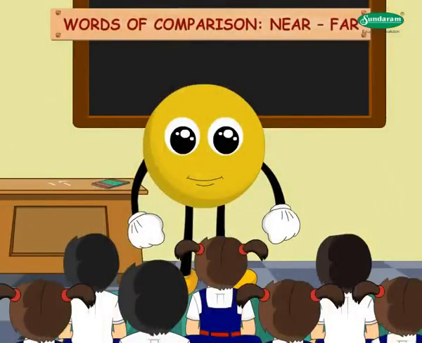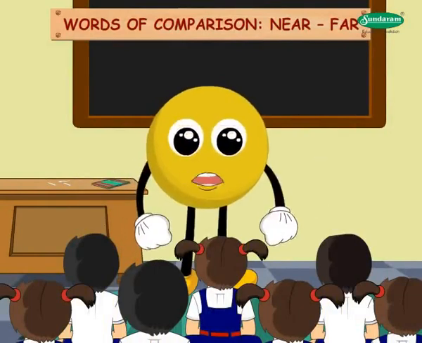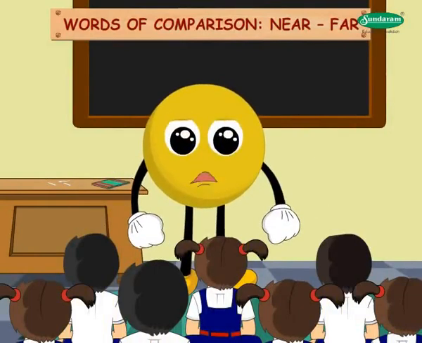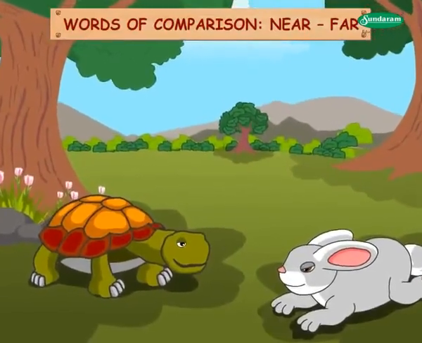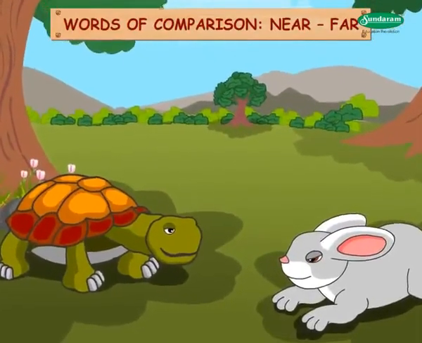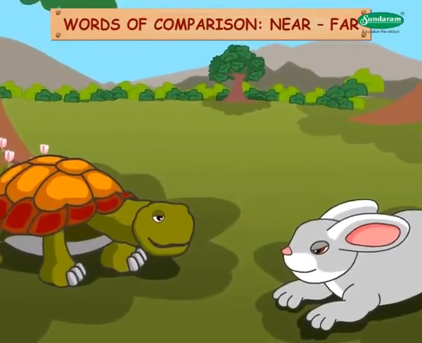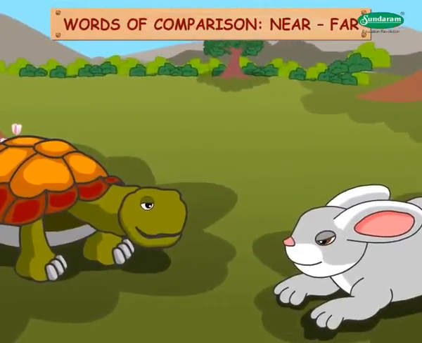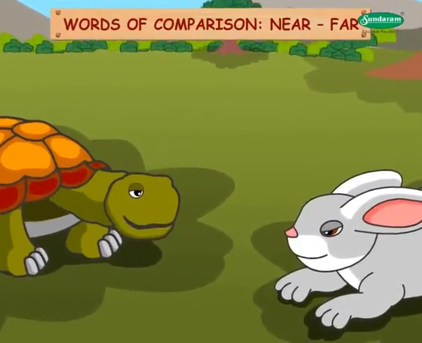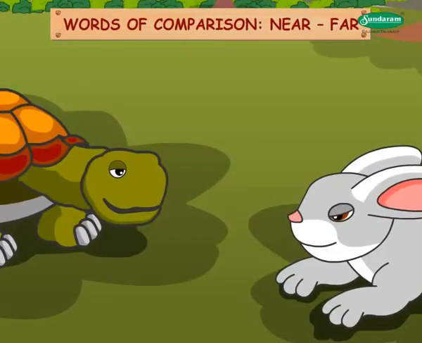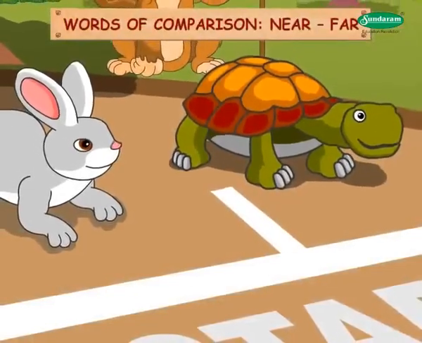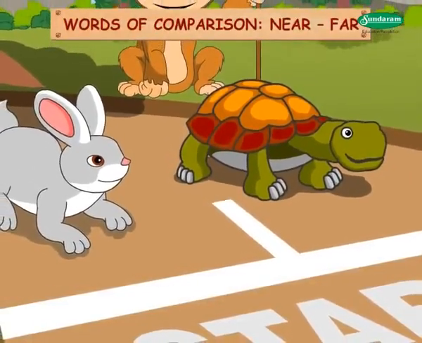Words of comparison. Near, far. Children, we are going to learn near and far. Let's begin with a story. Once, a hare and a tortoise were resting under a tree. The hare was very proud that he could run very fast. It wanted to get a chance to tease and laugh at the tortoise. So, the hare challenged the tortoise to have a race with him.